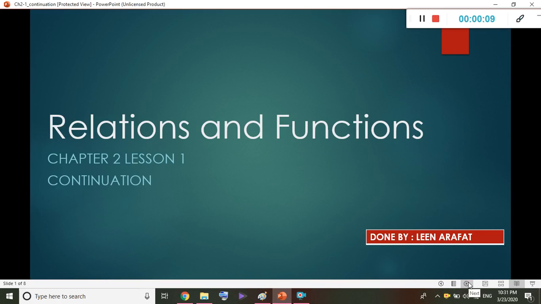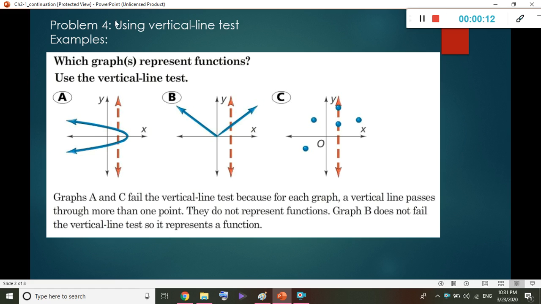Yesterday we stopped at the vertical line test. We said the vertical line test is used to determine if a relation is a function or not. If we draw a vertical line and it passes through more than one point, it means it's not a function. Here we had A and C. The vertical line passed through 2 points, so A and C are not functions. But for B, the vertical line passed through only 1 point, so it means this is a function.